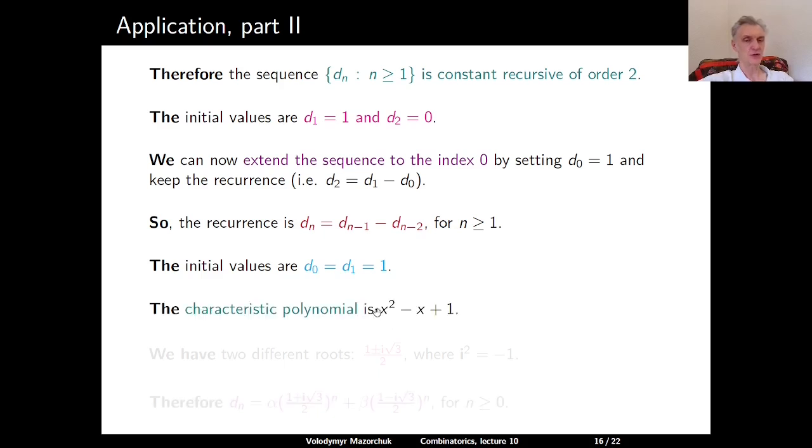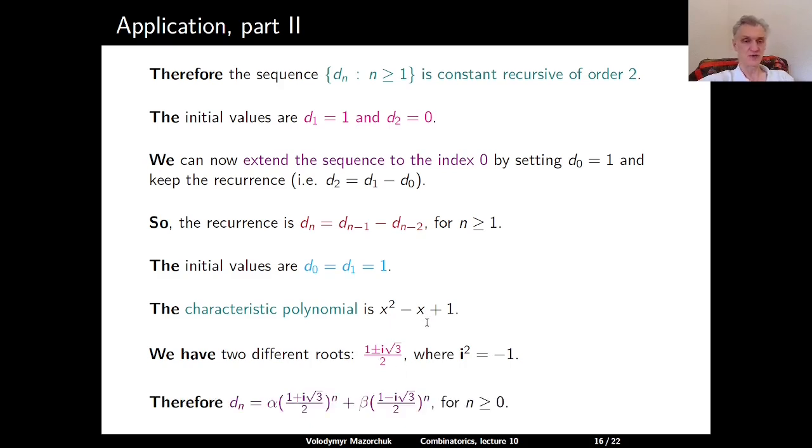The characteristic polynomial is x squared minus x plus 1, and this one has two different roots, (1 plus minus i square root of 3) divided by 2. So here i is the imaginary unit, the complex number, and so we see it was important that we work over the complex numbers because we can have very small polynomials which only have complex roots. This polynomial doesn't have any real roots.